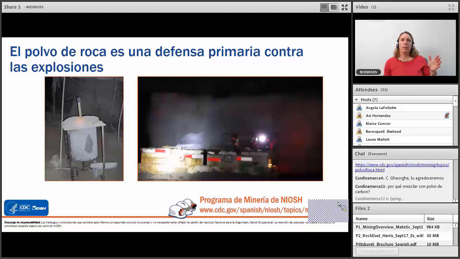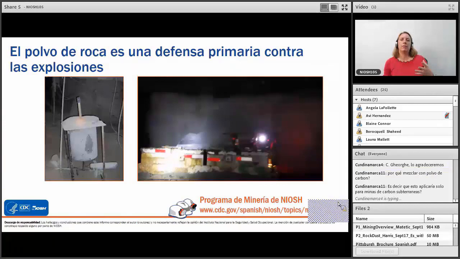But when the pressure or shockwave scours the dust off the surfaces, it will be mixed in the air. And you need to have 80% rock dust in order to inert the coal dust.